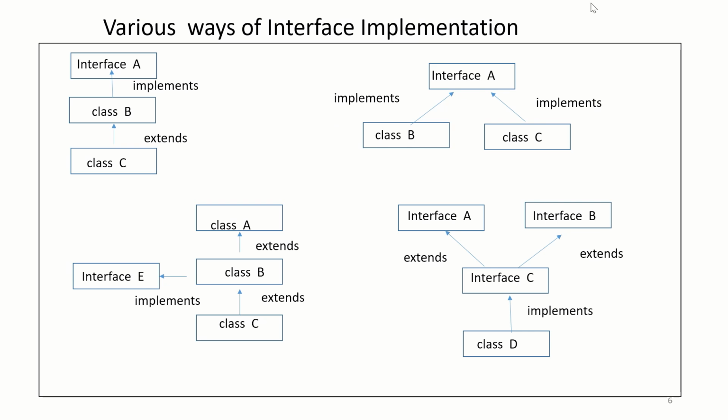Now we can see the various ways of interface implementation. For example, in this case, class B and class C implement the same interface A. Here class C extends class B. The class B implements interface A. In the same manner, here class D implements interface C. The interface C extends two interfaces, interface A and interface B. So these are the different ways of implementing the interface.